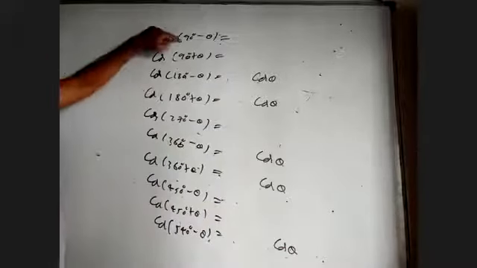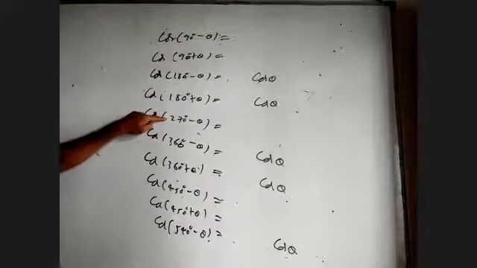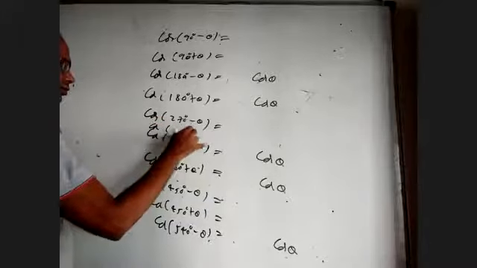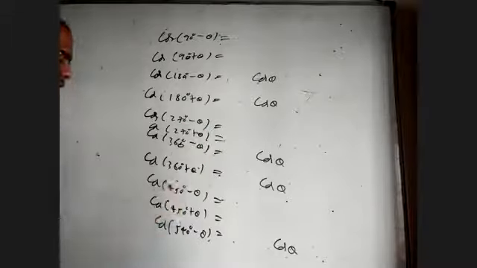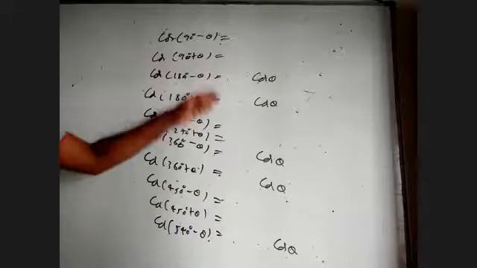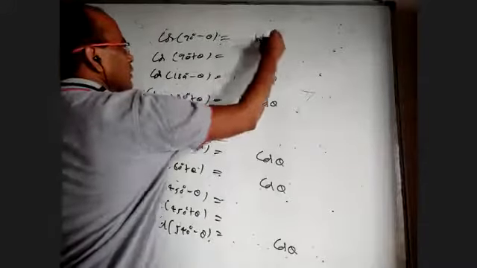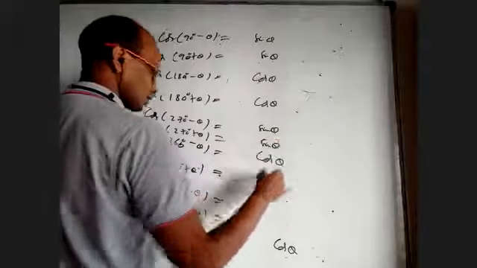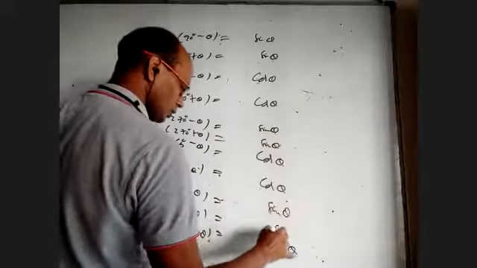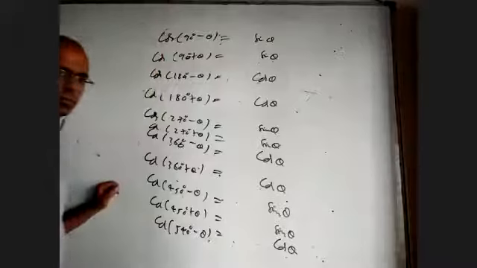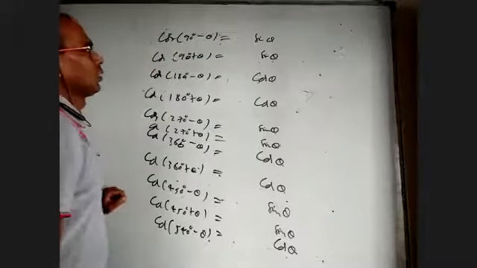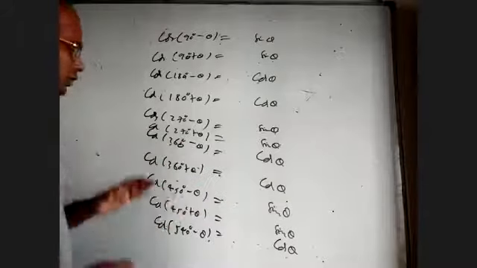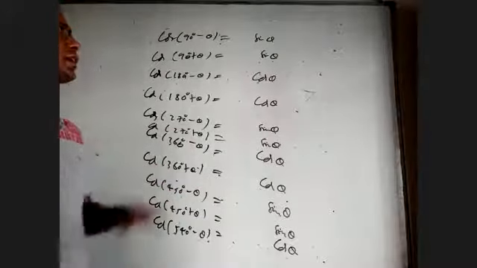Whenever you have odd multiples of 90, like 90, 270, and 450, cos will become sine. So I have to write sine theta here, sine theta here, sine theta here, sine theta here, sine theta here, and sine theta here. This is for whether cos will remain as cos or change into sine. Very simple: even multiple of 90, odd multiple of 90.